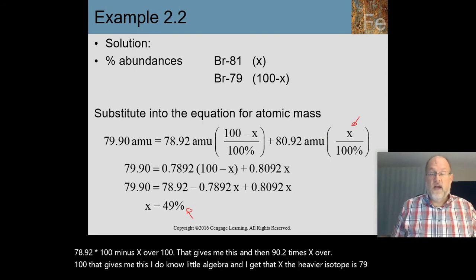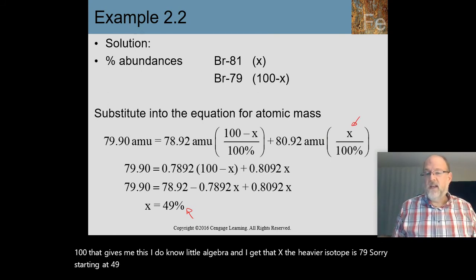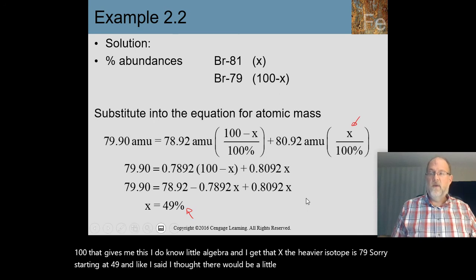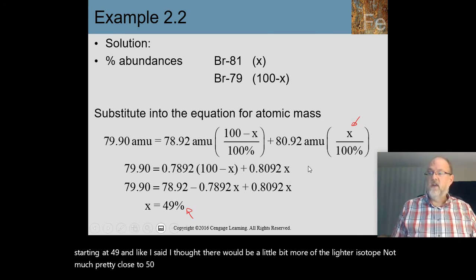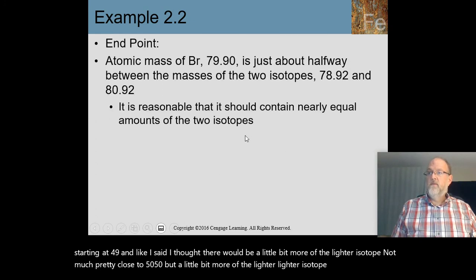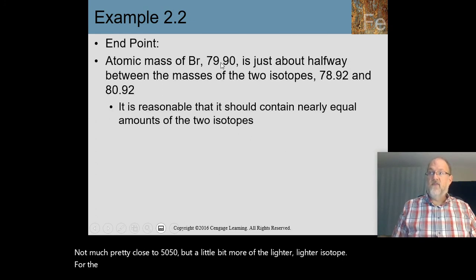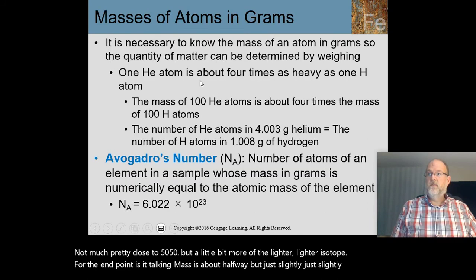49%. And like I said, I thought there'd be a little bit more of the lighter isotope. Not much, pretty close to 50-50, but a little bit more of the lighter isotope. So the end point is the atomic mass is about halfway, but just slightly towards the lighter isotope.